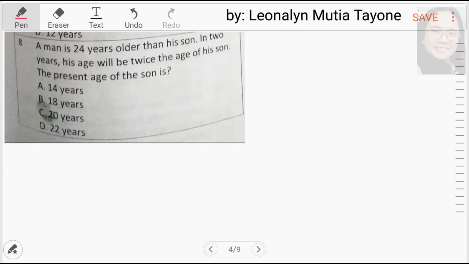Next, a man is 24 years older than his son. In 2 years, his age will be twice the age of his son. The present age of the son is 14 years, 18 years, 20 years, or 22 years.